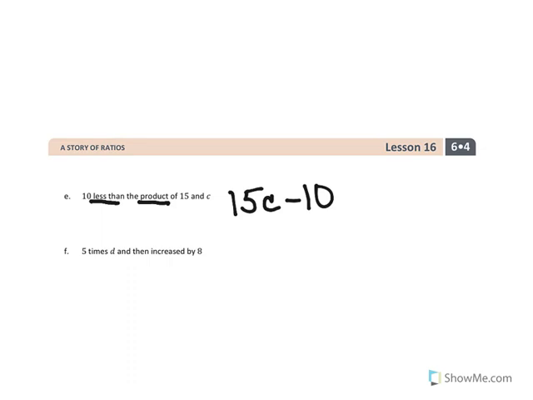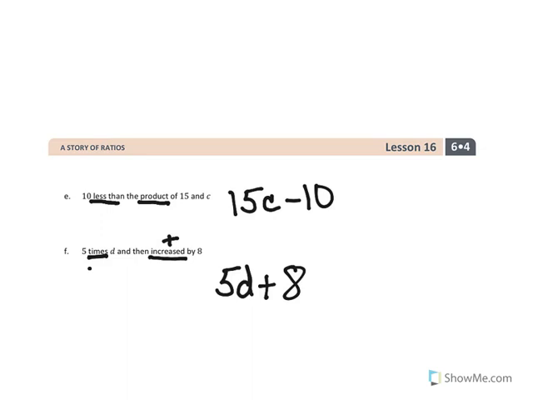Okay, moving down to F, we have 5 times D, so times we'll underline, and then increased by 8. So we start right from the beginning, 5 times D, 5D, that's 5 times D. Increase means adding, so we're going to put our addition sign, and then we're increasing it by 8.